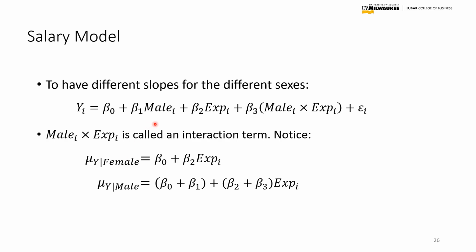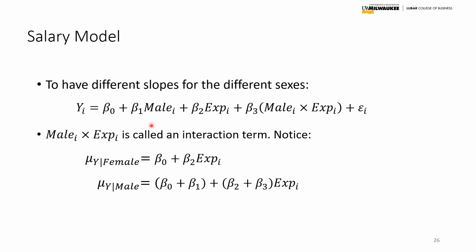I'm going to have male as we originally had, experience as we originally had, but I'm going to add another variable, which is the multiplication of male times experience. Let's see what this does. Let's substitute the 0 and 1 values into male. For the female group, we'll put a 0 here for male and a 0 here for male. So what we'll have is beta 0, the second term will go away, plus beta 2 times experience, and this third term will go away because of the 0, and we have here beta 0 plus beta 2 times experience.